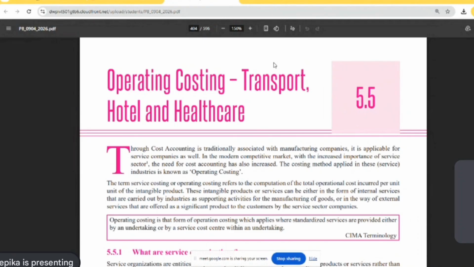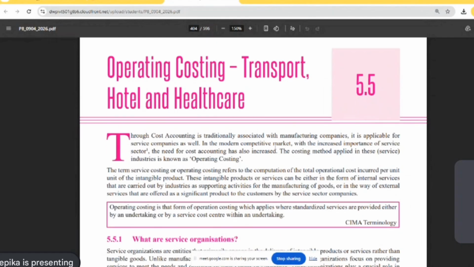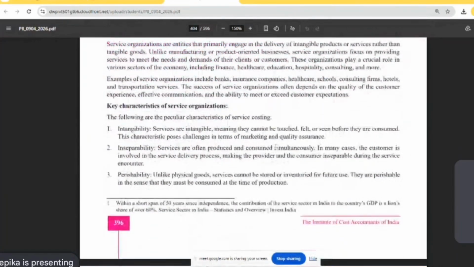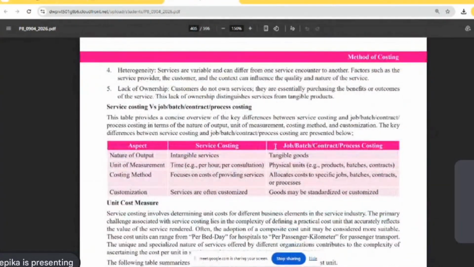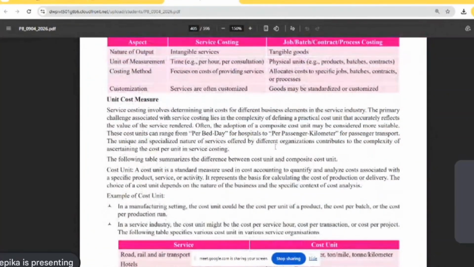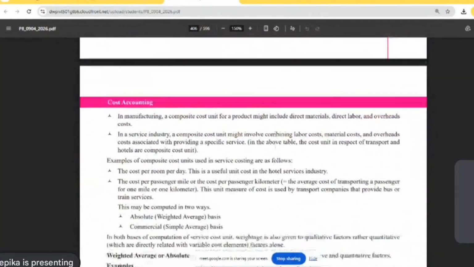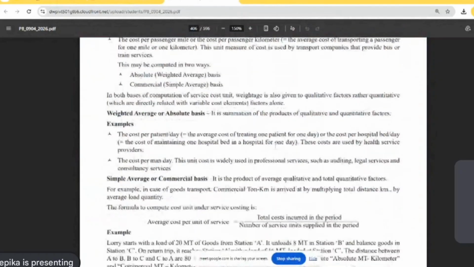So coming to theory, you just wanted to know what is operating costing. Operating costing is nothing but costing for the service sector, and these things you can just go through, not required to mug up, but just read once. Okay, so we will straight away go to sums.